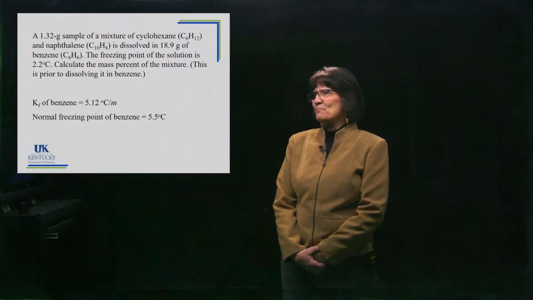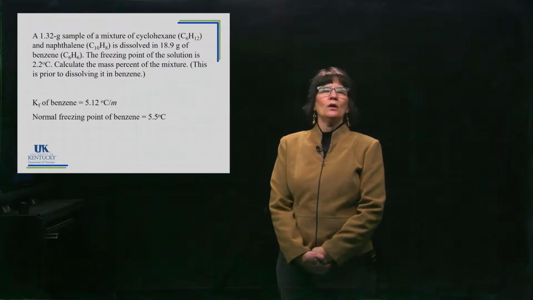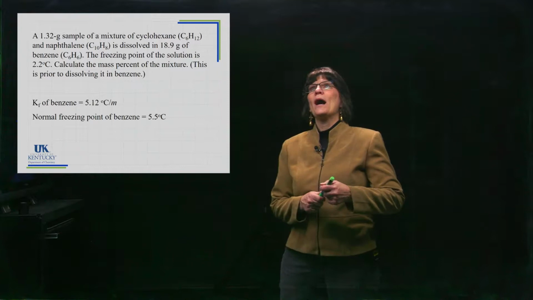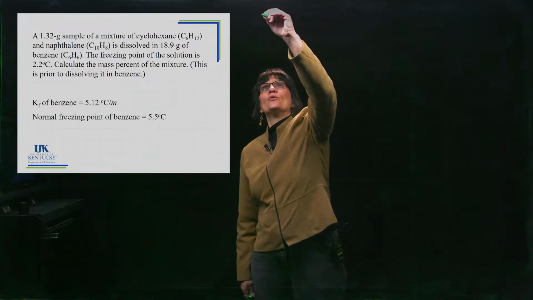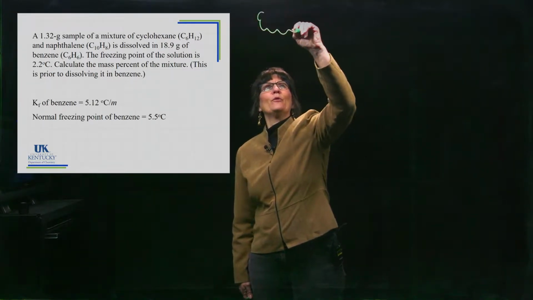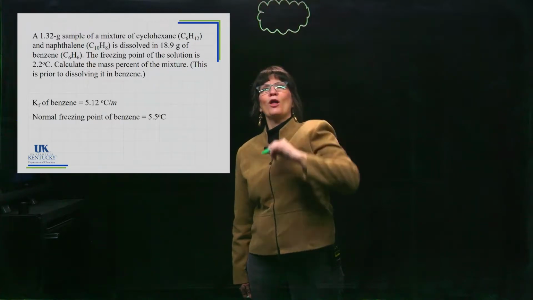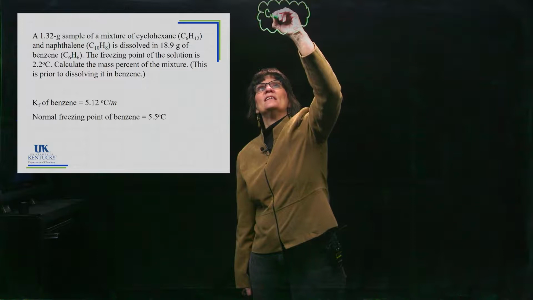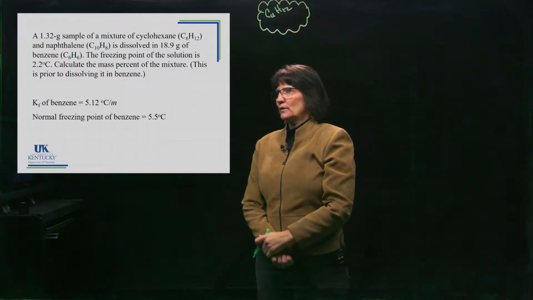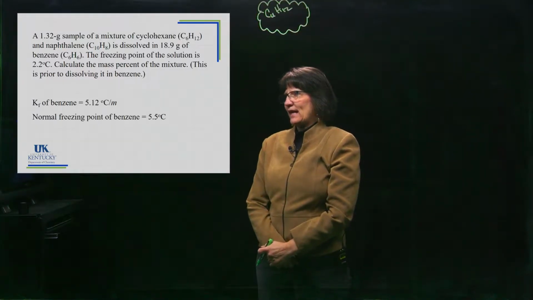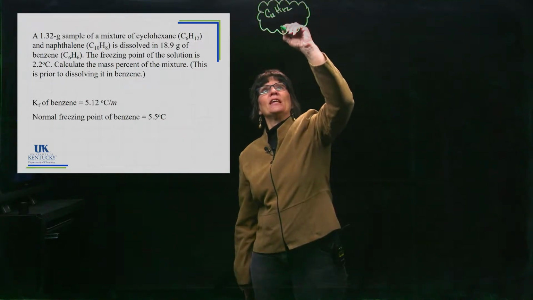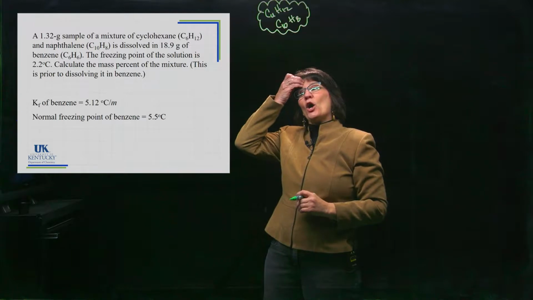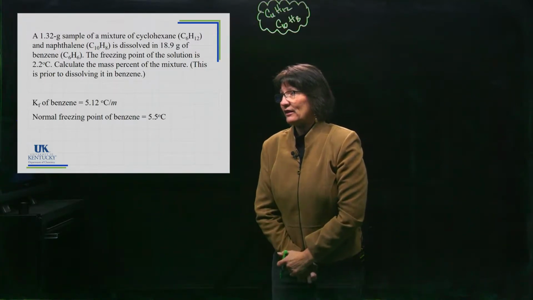We have a mixture of two organic compounds. It's cyclohexane and naphthalene. So I am going to draw, I don't know what kind of mixture it is, so this is just a blob of it. And I know it contains the two substances, C6H12, and that's the cyclohexane, and naphthalene, which is C10H8.